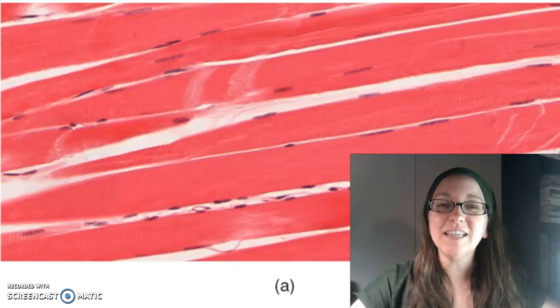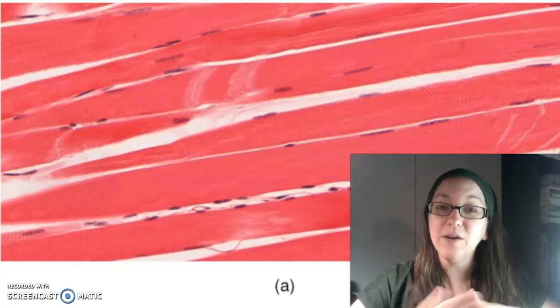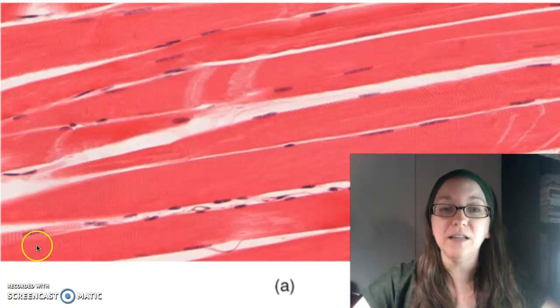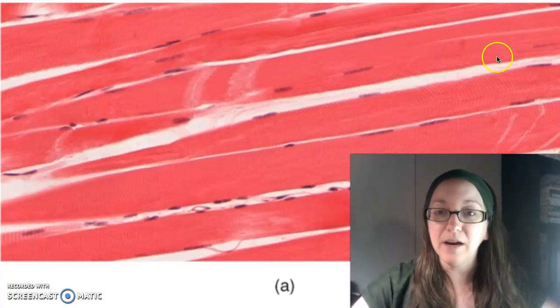All right, let's start with skeletal muscle. This is a micrograph of skeletal muscle tissue. And so how do you know? Well, it's easy to see it's muscle because of those long parallel lines. So you see these long red parallel strips that let you know it's skeletal muscle.